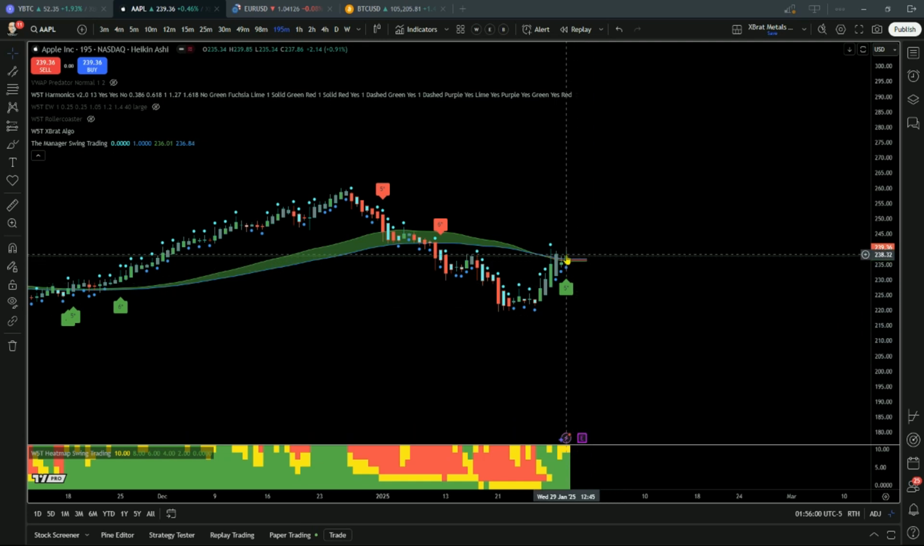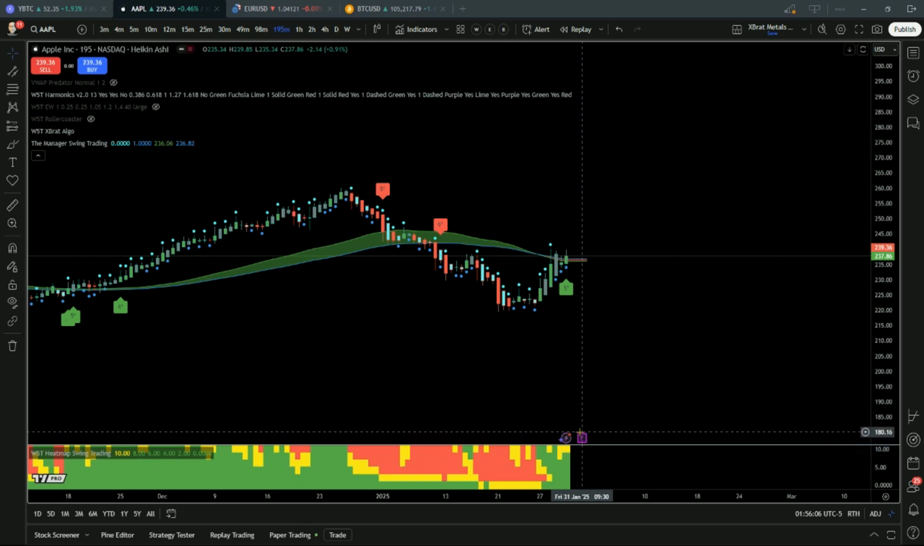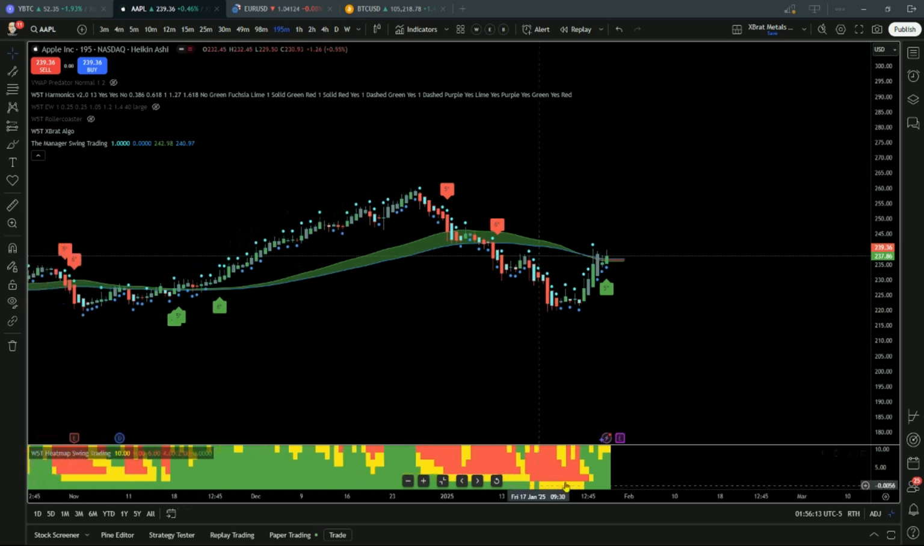We've just printed a 5-star buy signal. Look at the bias depth heat map, pretty much all green. We need to wait for the earnings reaction. If we print a 6-star buy, we're going to get in Apple. Okay, so hopefully that helps.